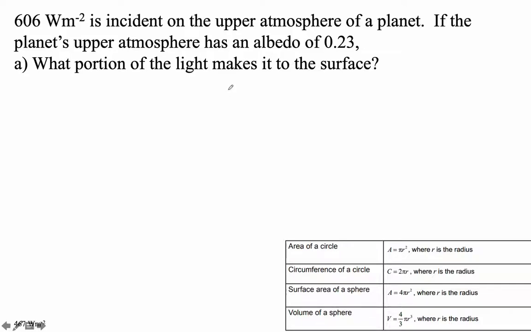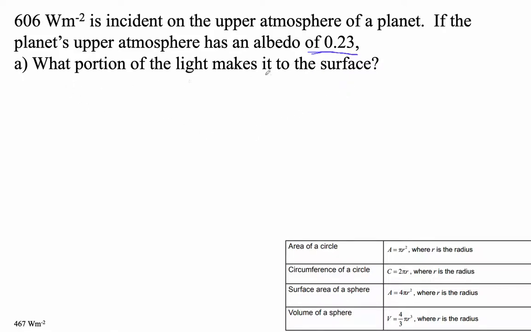So then we do a series of things, right? This 606 watts per square meter is shining on the upper atmosphere of the planet, but then we have to deal with the reflectivity of the upper atmosphere. So 23% of the light is going to just reflect off into space. Otherwise, if nothing reflected into space, we couldn't see the planet.